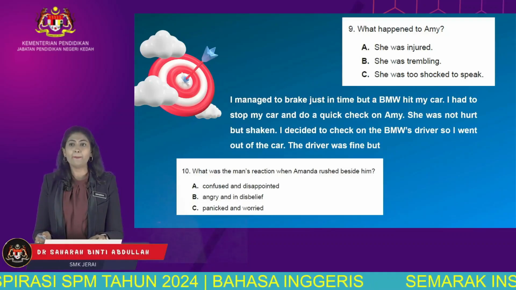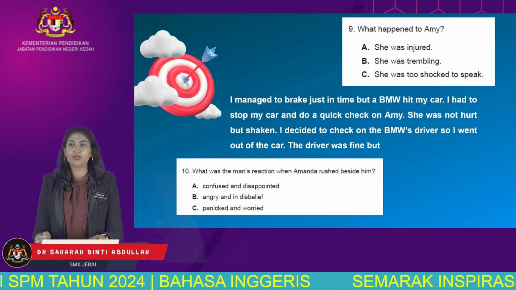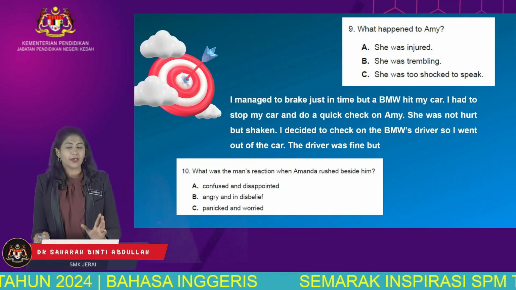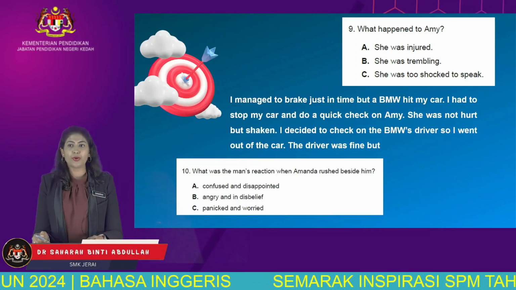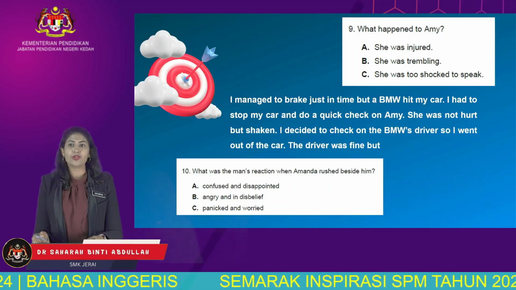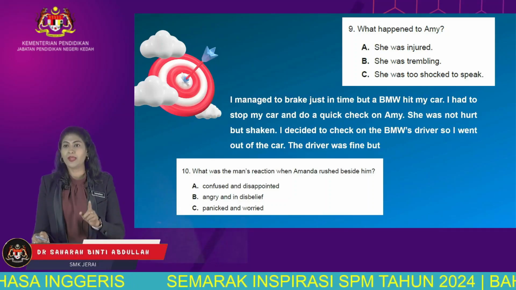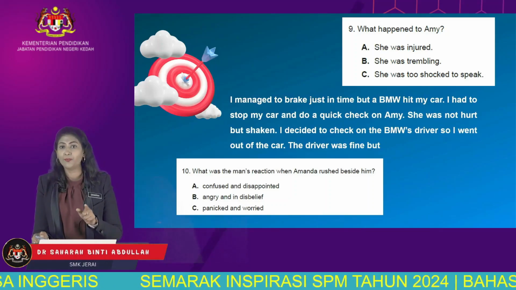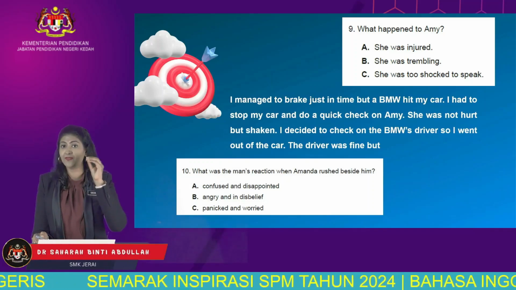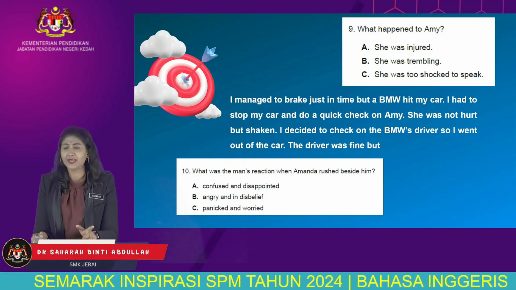What happened to Amy? She was injured, she was trembling, she was too shocked to speak. Let's look at this. If you hear, it says that I managed to brake just in time, but a BMW hit my car. I had to stop my car and do a quick check on Amy. So here, they have mentioned Amy. You have to pay attention when you hear this kind of names, because the question has a name, right? So she was not hurt, but shaken.